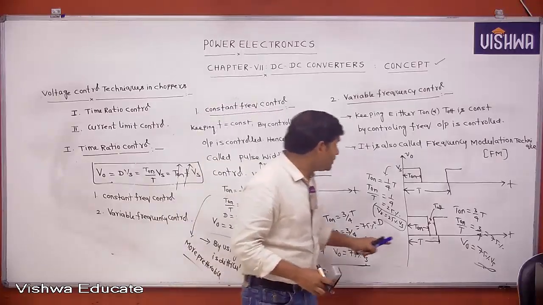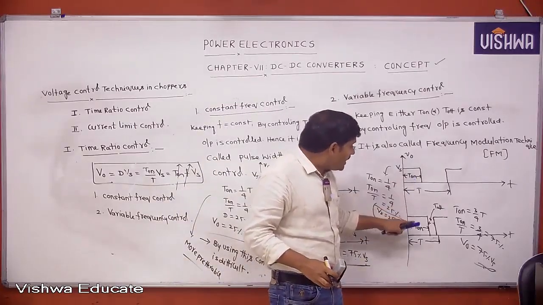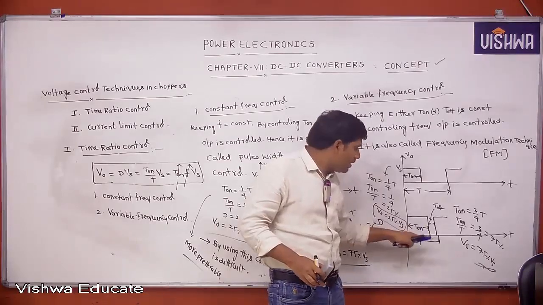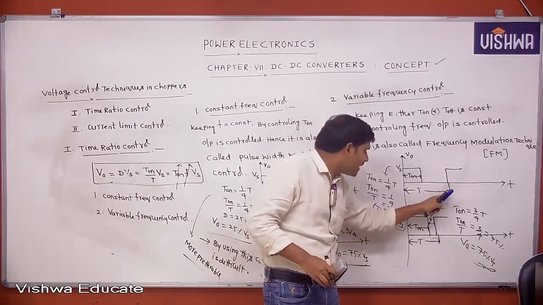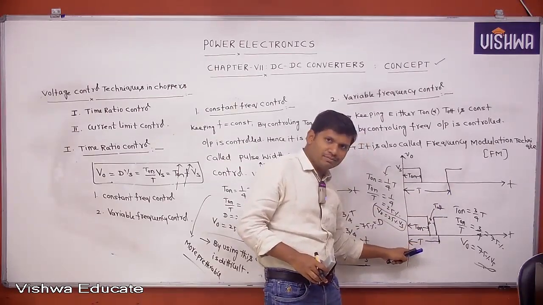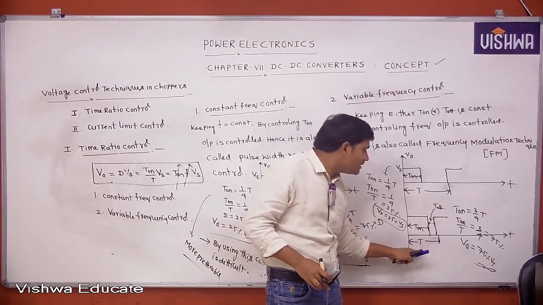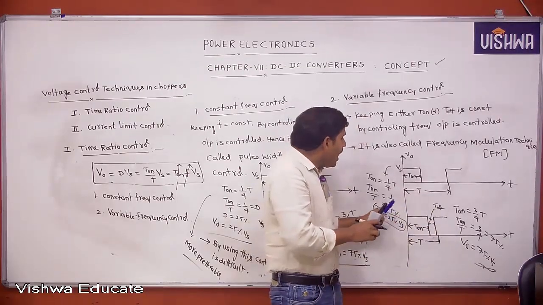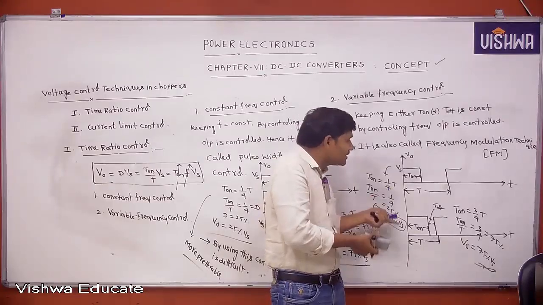Understood? That means here I am changing the frequency, maintaining T on constant. I am changing the time period. This is the time period, and now this is the time period. Then the frequency is changing, that's why it is called frequency modulation technique. I am giving this example maintaining T on constant.